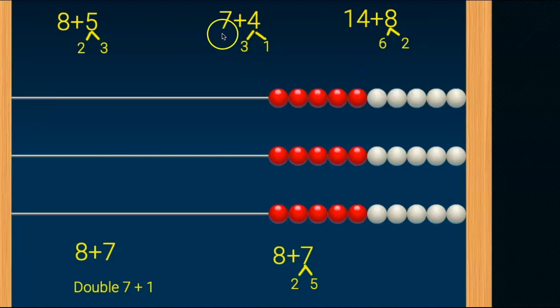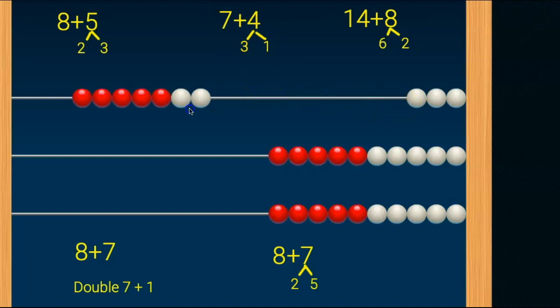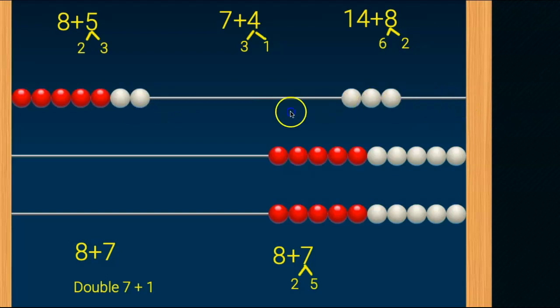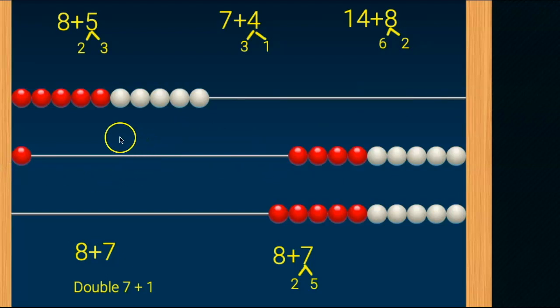If we take 7 plus 4, we know 7 plus 3 is 10, and 4 can be decomposed into 3 and 1. So we can add our 10 and then add the rest, 1 more. So here we would take 7, and we can see that we would need to add 3 more to make 10, and 1 more, and we would have 10 plus 1 is 11.